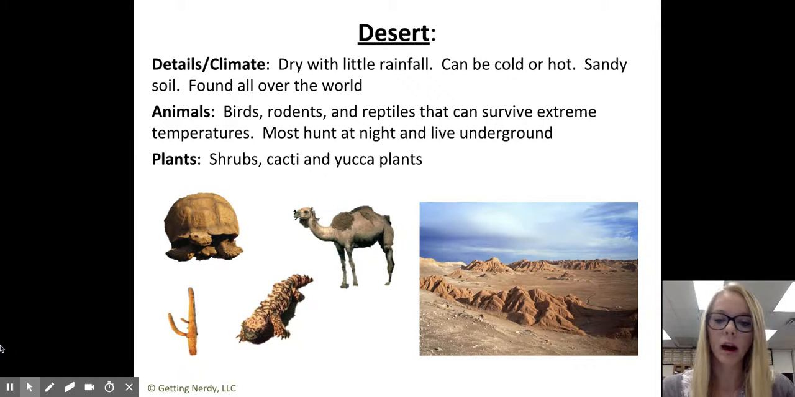It can be hot or cold and typically has sandy soil. The plants and animals in a desert must be able to retain plenty of water. Most animals are nocturnal and hunt at night when it is cooler outside. Your ninth keyword is and.